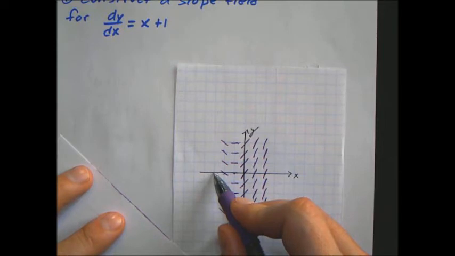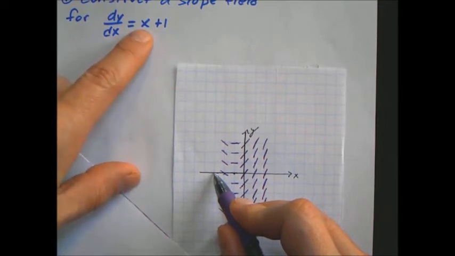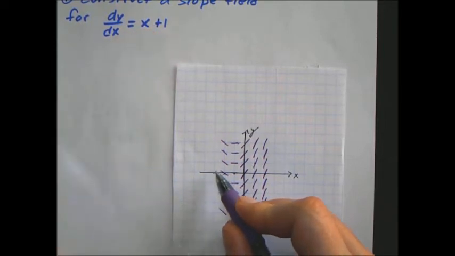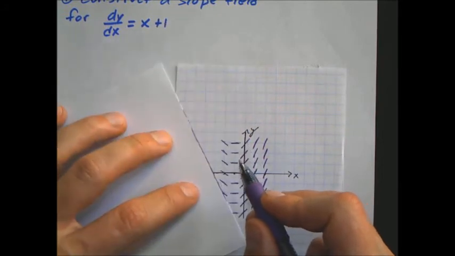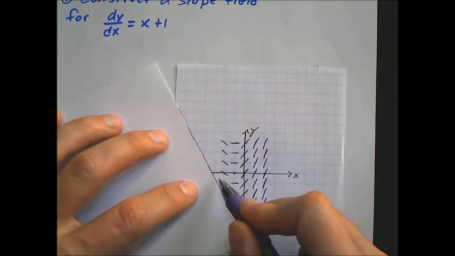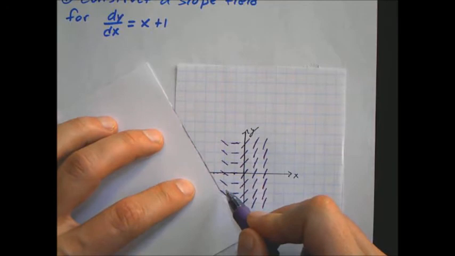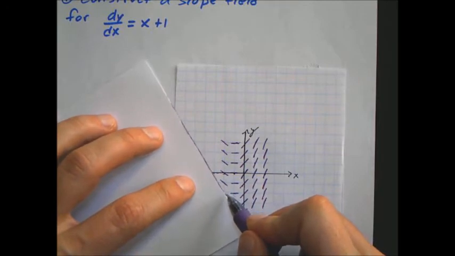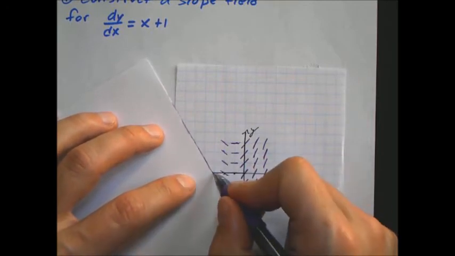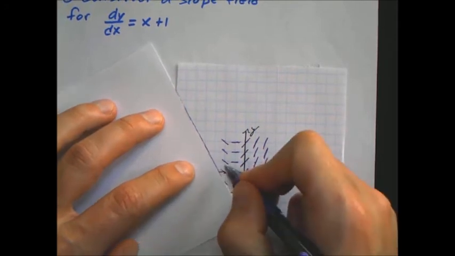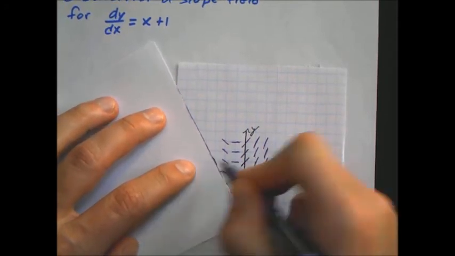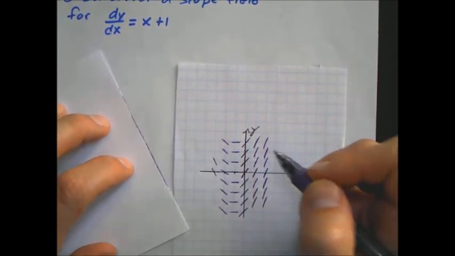Now if I go one more to the left, that's going to be an x-coordinate of negative 3. Negative 3 plus 1 gives you negative 2. So now the slope is going to have to be negative 2, so it's going to be steeper in a negative direction. It's going to look like this, something like that, and I'm just going to continue this way.